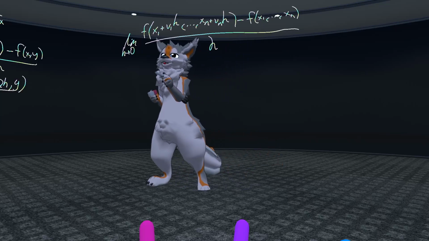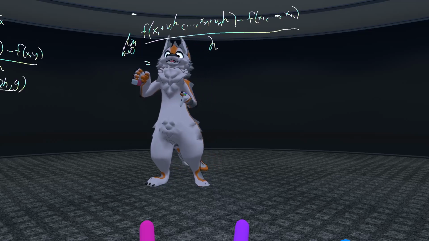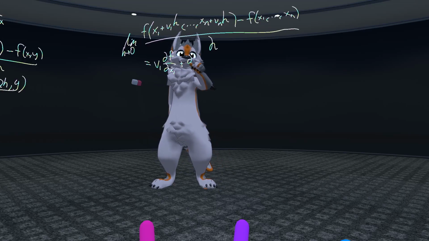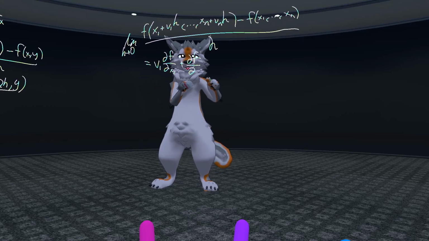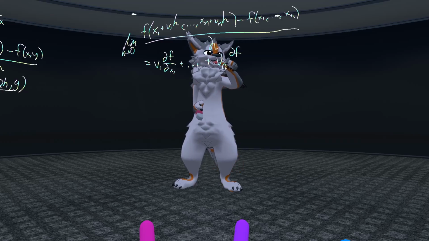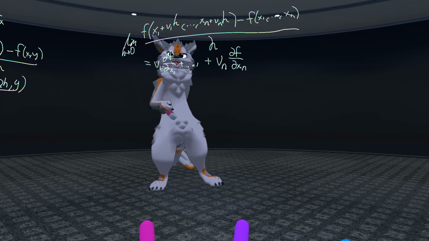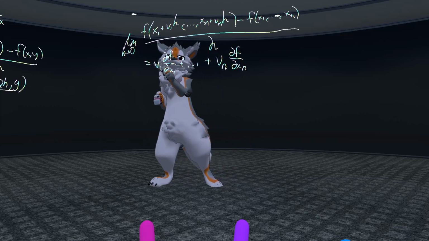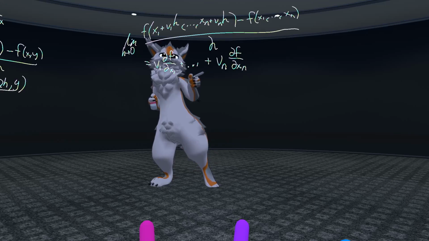Now, by the previous analysis, we found that this is a linear combination of the partial derivatives of f, such that you weigh each of the partial derivatives with the value that you weigh h by. So we have v1 times the first partial derivative plus, well, let's write the second one, and then dot, dot, dot, plus vn times the nth partial derivative, right? Just like that. Beautiful.